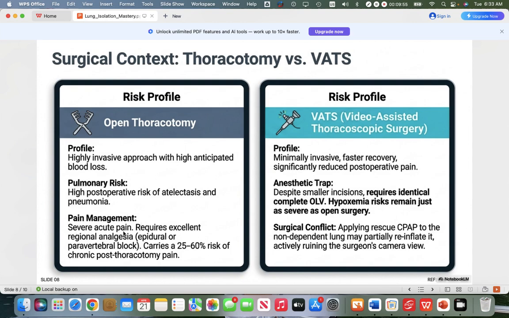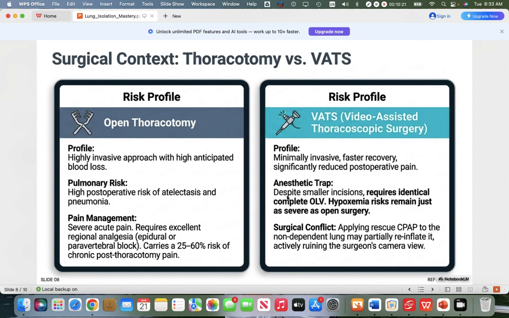It is severe acute pain requiring excellent regional anesthesia, epidural or paravertebral block. It carries a 25 to 60% risk of chronic post-thoracotomy pain, which is a very important point. While video assisted thoracoscopic surgery is minimally invasive, with faster recovery, reduced post-operative pain, and less blood loss.